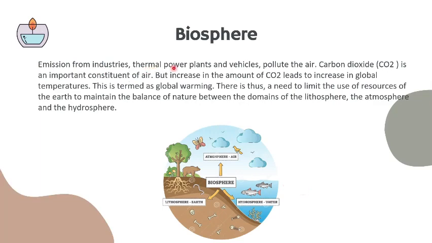Emission from industries, thermal power plants and vehicles pollute the air. Carbon dioxide or CO2 is an important constituent of air, but increase in the amount of CO2 leads to increase in global temperatures. This is termed as global warming. There is thus a need to limit the use of resources of the earth to maintain the balance of nature between domains of the lithosphere, atmosphere and the hydrosphere. So we need to maintain the balance of the nature.